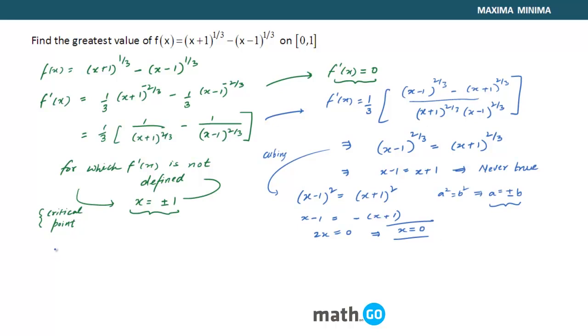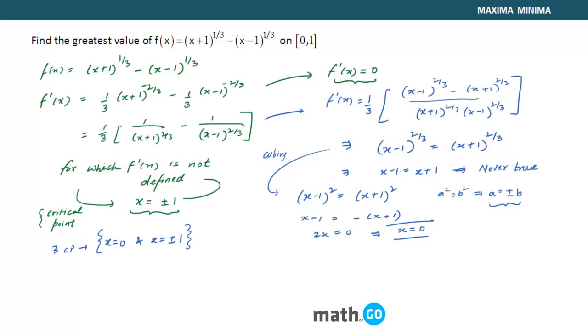So now we have three critical points, CPs: x is equal to 0 and x is equal to plus minus 1. So these are the three critical points that we have obtained till yet. Now we need to find the greatest value that will be obtained.